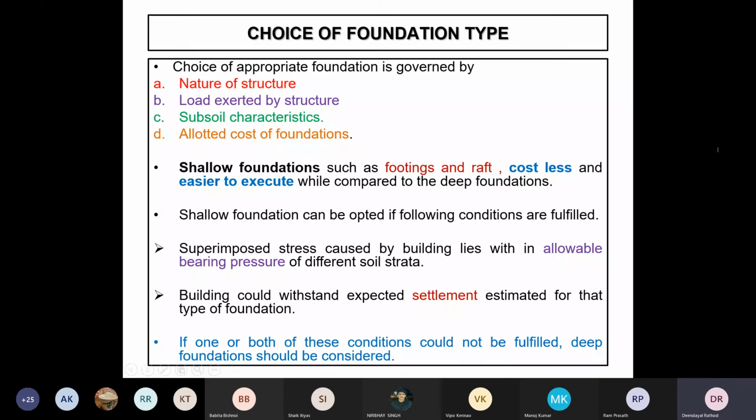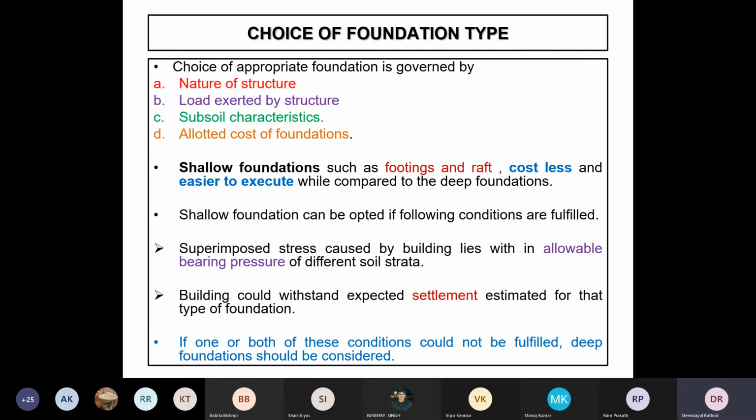So the choice of the foundation is governed by the nature of the structure and the load exerted by the structure: how much load is exerted, and the nature of the structure, in the sense of what kind of structure it is, a small building, a big building, high-rise buildings, and so on. How much load is coming, the subsoil characteristics, what type of soil it is, and the allotted cost for the foundations.